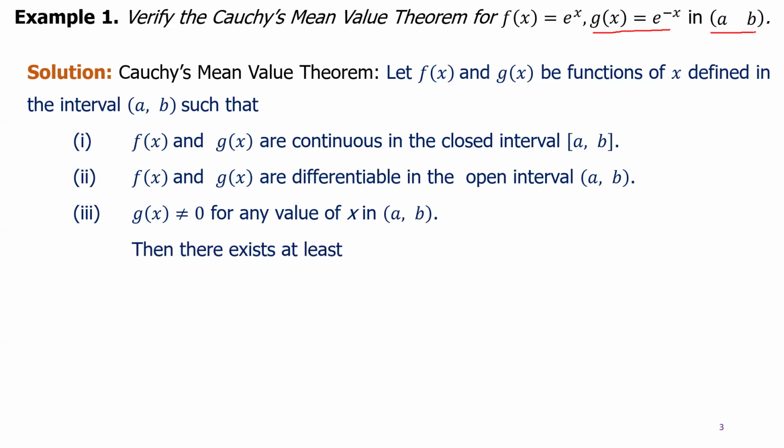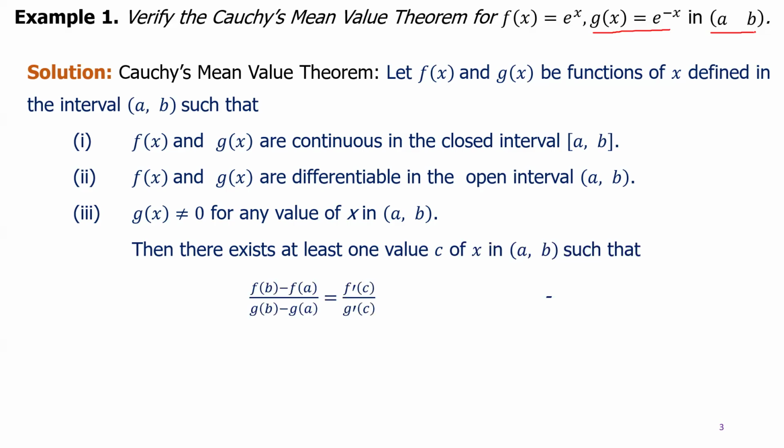Then there exists at least one value c of x in the interval (a, b) such that (f(b) minus f(a)) divided by (g(b) minus g(a)) is equal to f dash of c divided by g dash of c. So this is the main expression of Cauchy's mean value theorem.